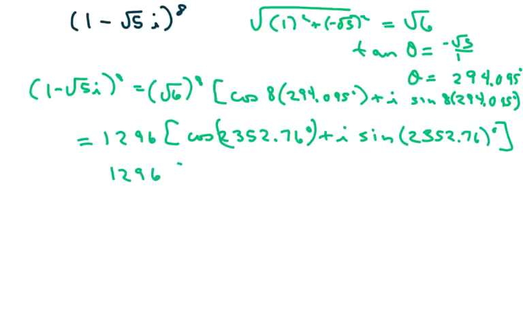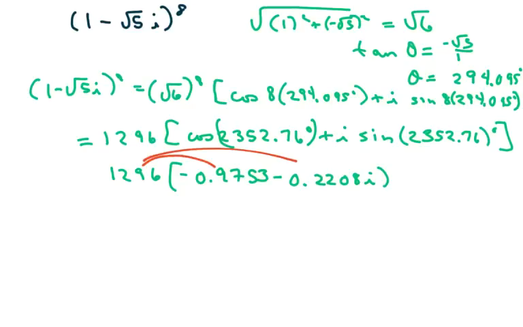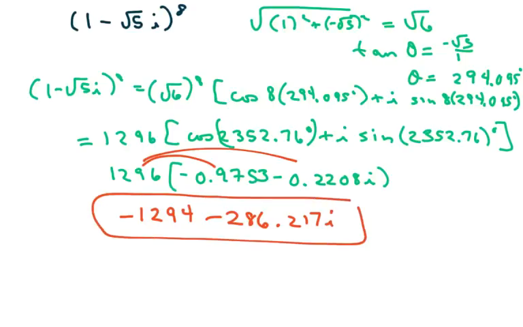And then just use your calculator, and you're going to get 1296 times negative 0.9753 minus 0.2208i. And then distribute, and you get negative 1.294 minus 286.217i. And that's your answer. And that's all.